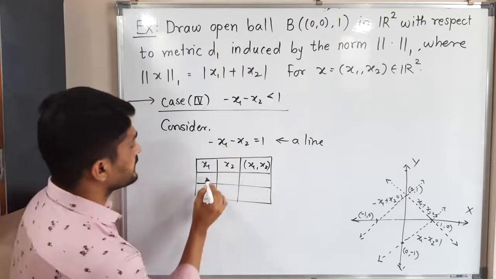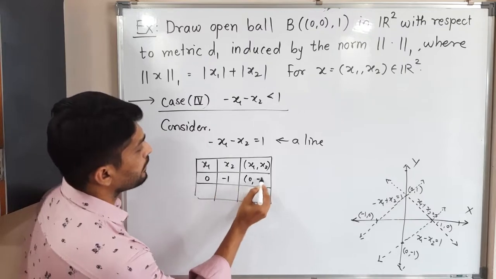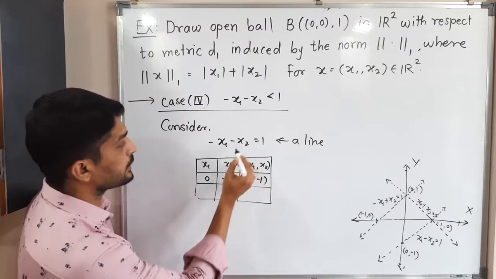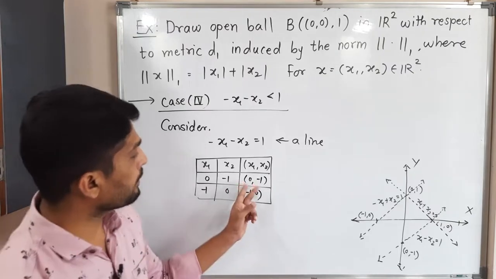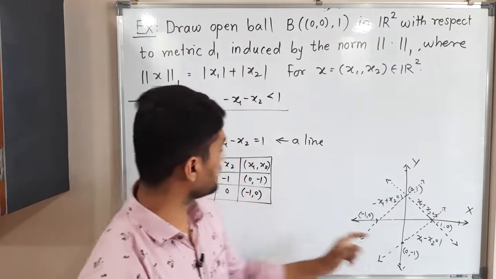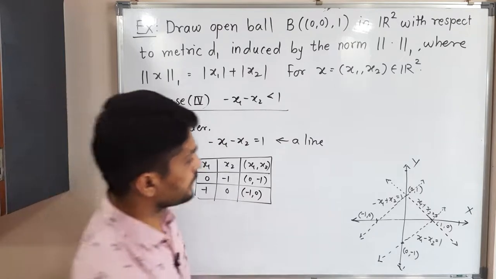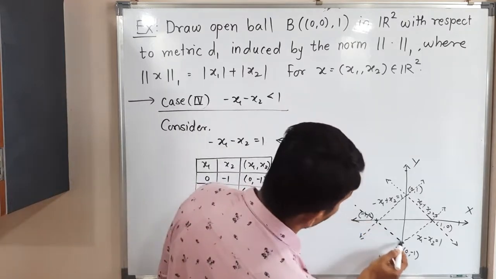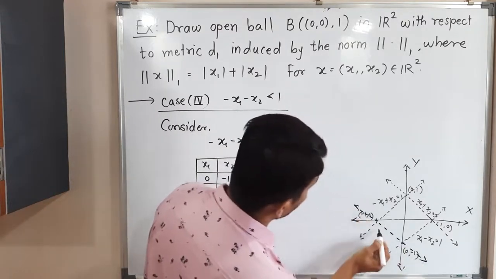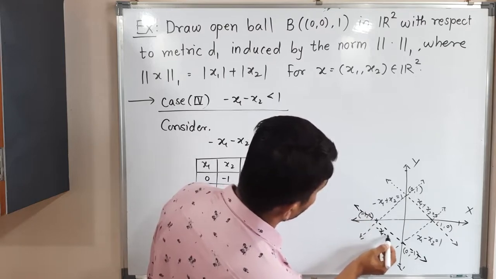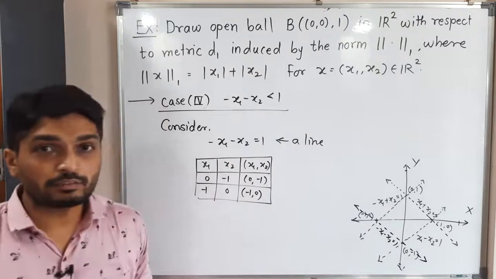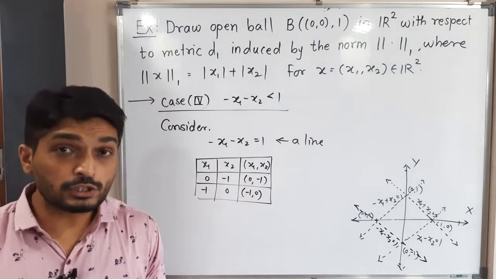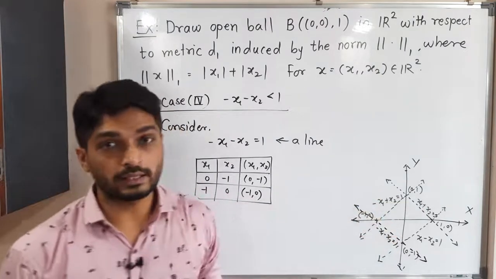Let us follow the same technique. First I put x1 is equal to 0, x2 is minus 1, so (0, -1). Now I put x2 is equal to 0 here, so x1 will be minus 1, so (-1, 0). So (0, -1) is here, and (-1, 0) here. Let us draw the line. So this is the line we have. What is its equation? Minus x1 minus x2 is equal to 1. Again you can find by applying the same technique that our region lies above this line.